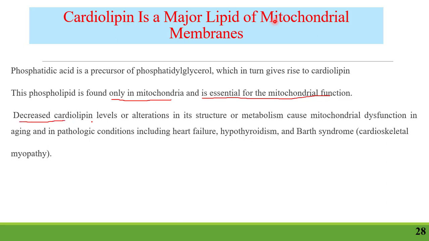Decreased cardiolipin level or alteration in its structure or metabolism causes mitochondrial dysfunction in aging and in pathologic conditions including heart failure and hypothyroidism and Barth's syndrome, which is called cardioskeletal myopathy. Okay, cardiolipin is so important for function of mitochondria.